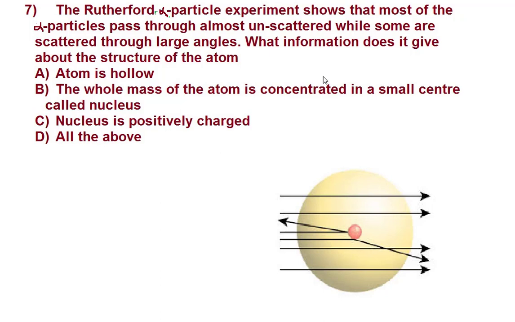Next we come to question number 7. The Rutherford alpha particle experiment shows that most of the alpha particles pass through almost unscattered, while some are scattered through large angles. What information does it give about the structure of the atoms?